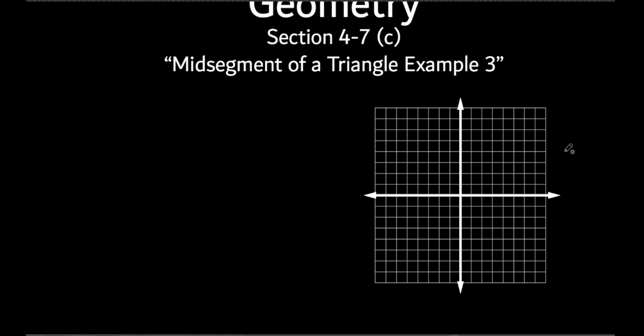We are trying to find, let's see. Oh, it says use example 1 to find the slope and the length of the other two mid-segments of triangle ABC. I don't have my book in front of me. Let's see, do I have example 1 in my notes? Example 1, there we go.